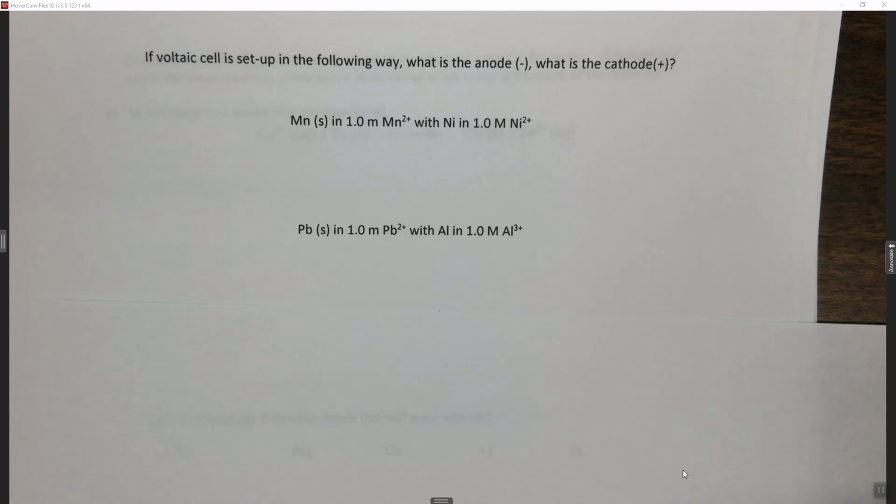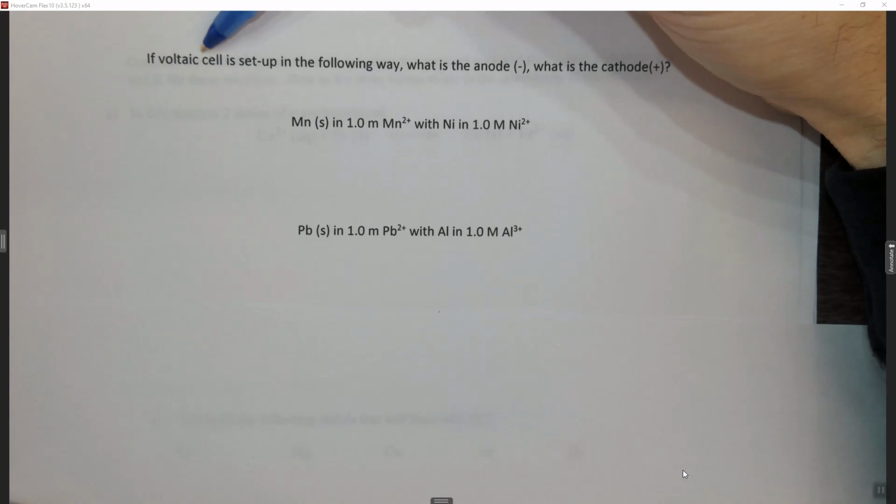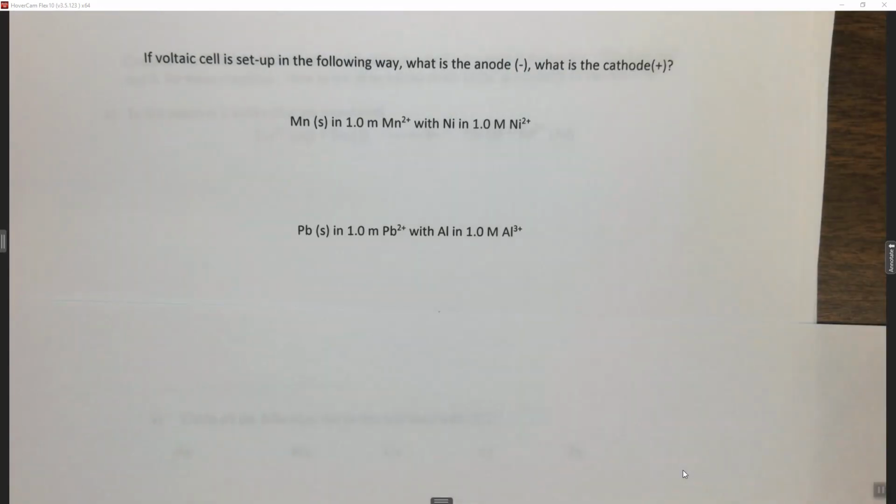So if you haven't watched the previous video, it would be a good idea to start with that one, because this one's very similar. It says if a voltaic cell is set up in the following way, what is the anode and what is the cathode? And before we talked about red cat and ox, which means reduction is occurring at the cathode and oxidation is occurring at the anode.